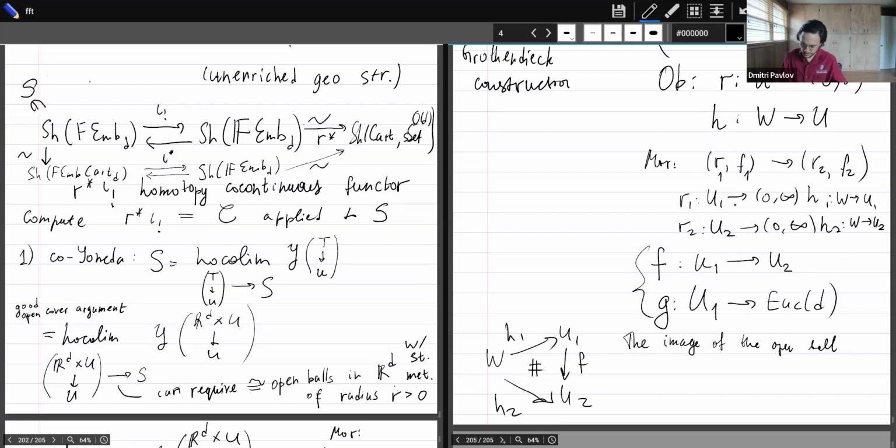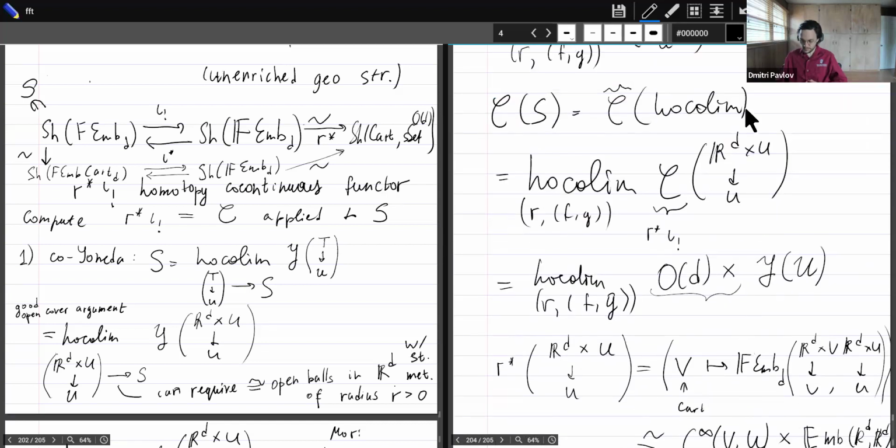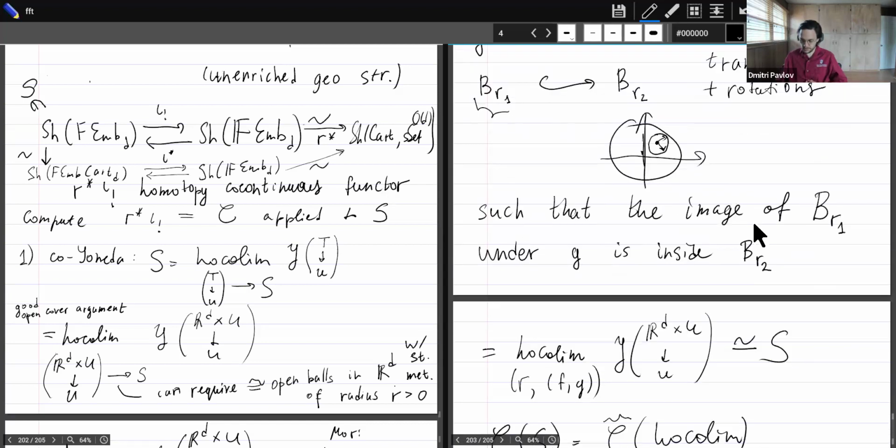Indexed by the radius, I guess, R1, under the map G. And notice R1 and G both have the same indexing parameter space, U1, so that's perfectly legitimate: it is inside the open ball of radius R2. So this condition simply migrated here from the original description right here.